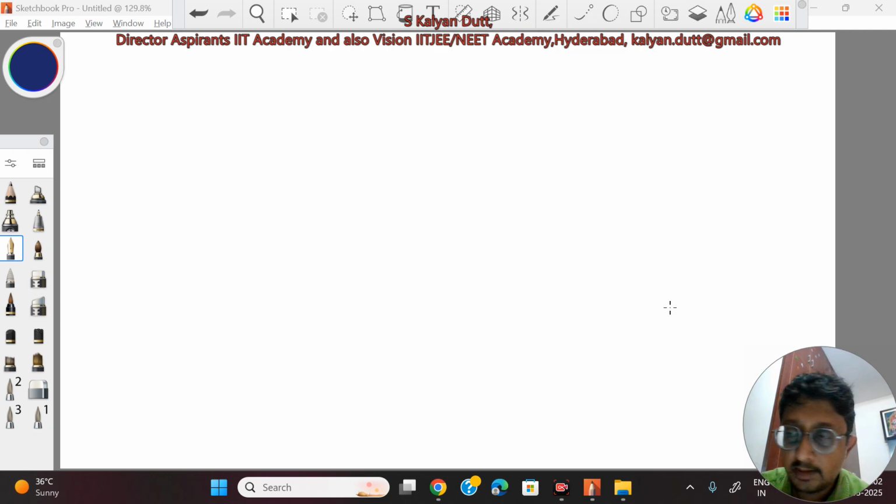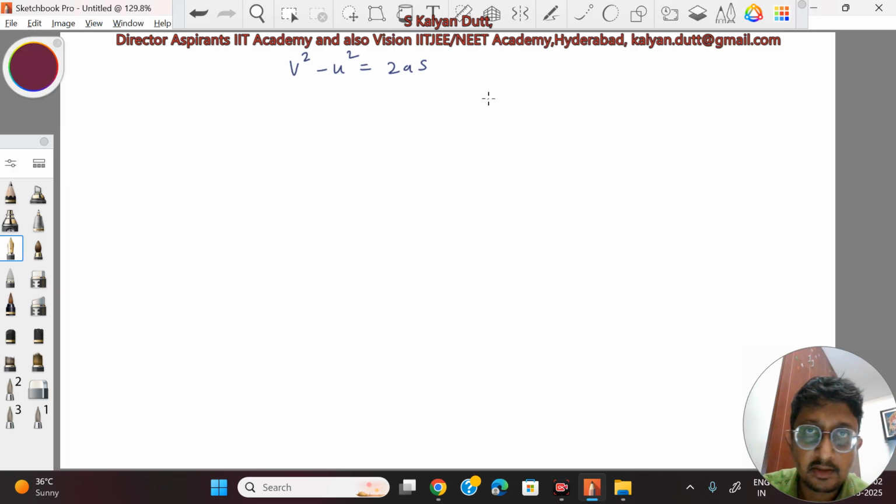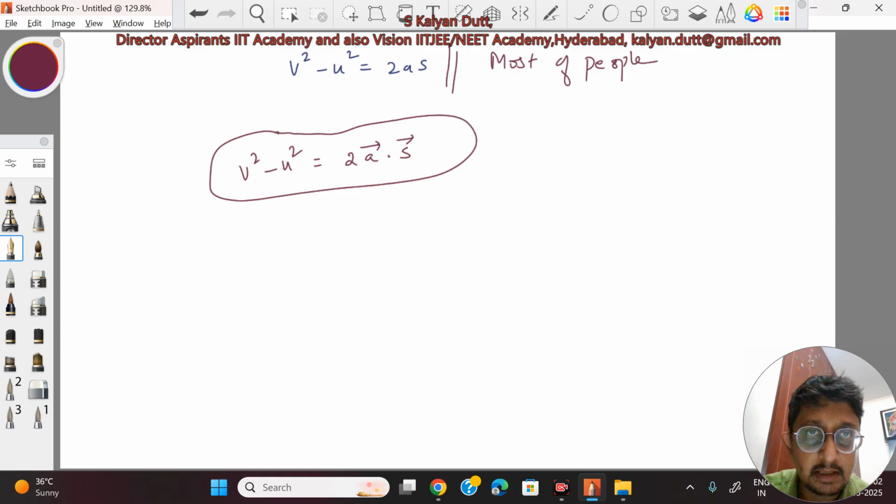Hi, today I bring up an interesting equation which I want to discuss, and that is an equation in kinematics which is popularly written as v square minus u square is 2as. Actually, the correct form of this equation, though most people write it that way, is v square minus u square is 2a dot s. That's the correct form of the equation.